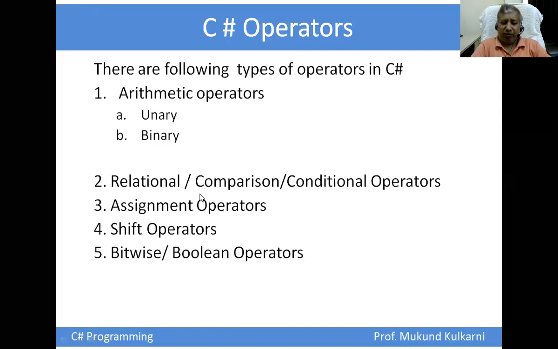Then shift operators. Shift operators are used for copying values from one variable to another variable. Then bitwise operators or Boolean operators. Bitwise operators are those used in the form of true and false only. For example, and, or, not.